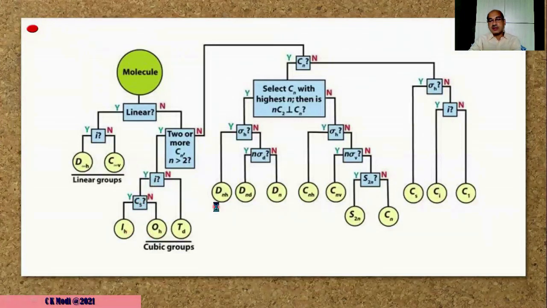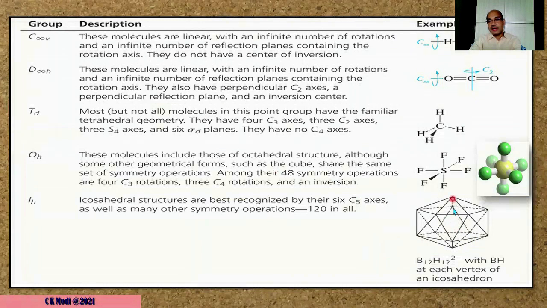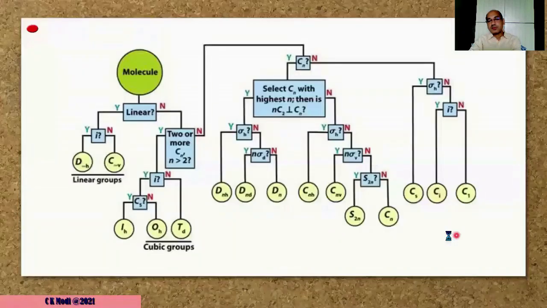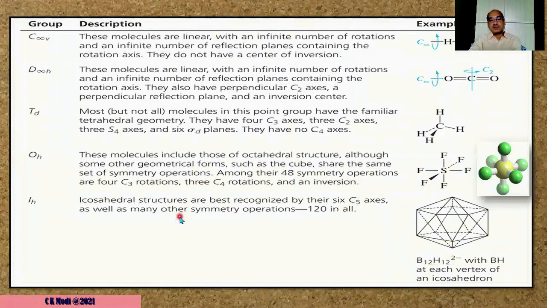C5 axis is present. Center of symmetry i is also present. So this is an icosahedral point group molecule where center of symmetry i is present. Therefore, it has icosahedral.